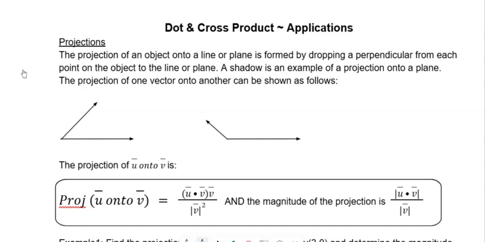perpendicular from each point on the object to the line or plane. So a shadow is a really good example of a projection onto a plane. And the projection of one vector onto another can be shown as follows. So let's say that this is vector u and this is vector v. And so I want to know what the projection of u onto v is. And so I can write that projection of a big U onto v.